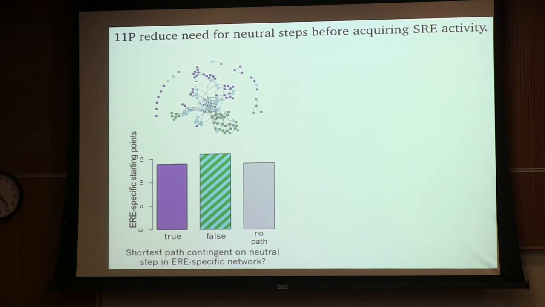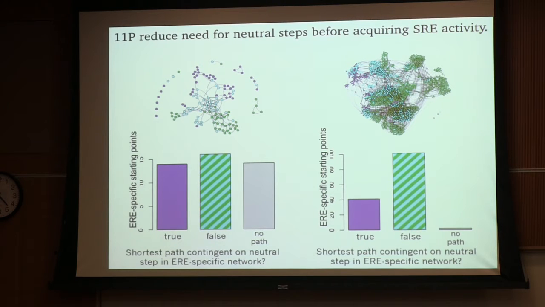In this ancestral space without the permissives, the majority of purple nodes, in order to get to a green node, need one or more neutral steps where they stay purple, where they don't change from ERE specificity. So true means that the path to an SRE has a contingent step, meaning it requires this neutral exploration of the purple part of the network. And then these can go straight from their starting point through promiscuous intermediates to an SRE.